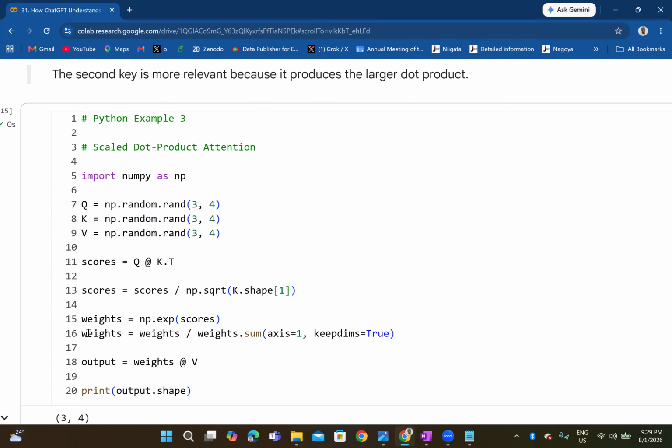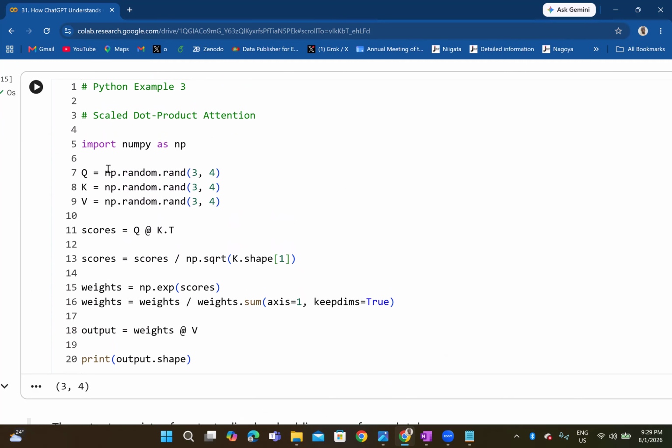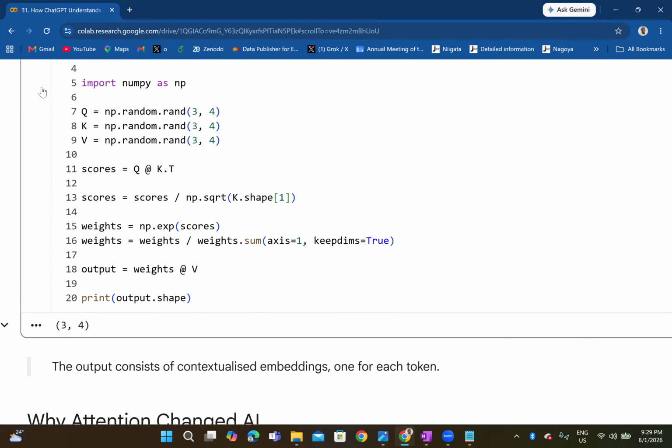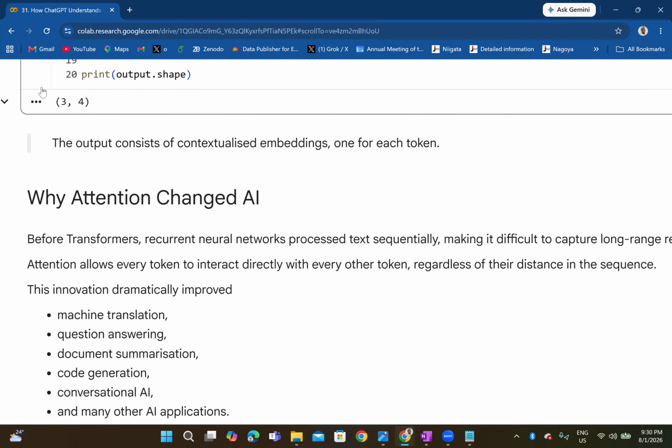Going to example 3, talking about the scaled dot product attention. Imagine you have Q is 3 by 4, K is 3 by 4, V is 3 by 4 also. You compute the scores, Q multiplied by K transpose, then you get the weights and all of that. You finally have the output shape, a 3 by 4. So the outputs consist of contextualized embeddings, one for each token.